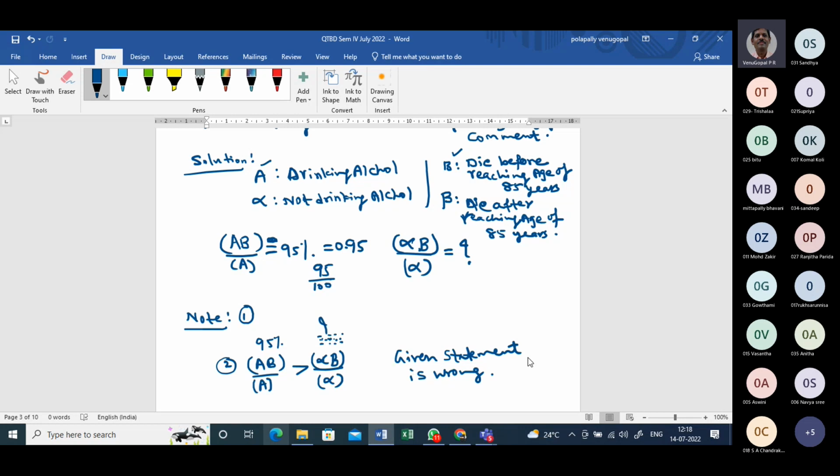I cannot comment. If I have the data, people who drink alcohol but die after 85, I could say drinking alcohol is good for long life. That also I can say. So anyway, it is insufficient data, simple. Only one conclusion, children.